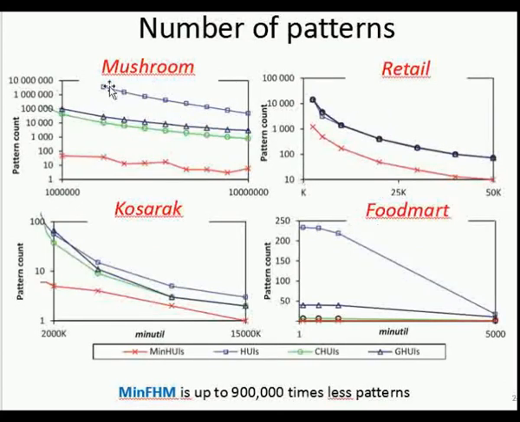In terms of number of patterns, if we look at the line with X, we find that the number of minimal high utility item set can be up to 900,000 times smaller than the number of close high utility item set. So that means we can eliminate a lot of patterns that are very large to find only the smallest one that make a lot of money, okay, or have a high utility.